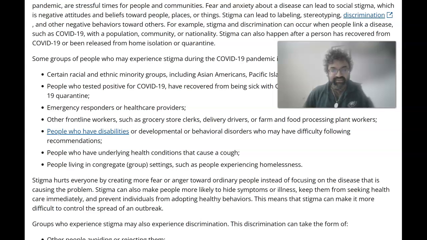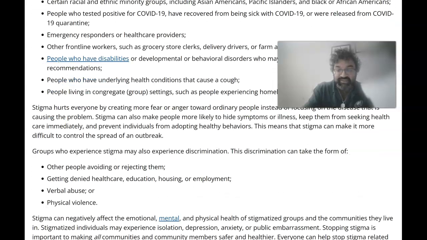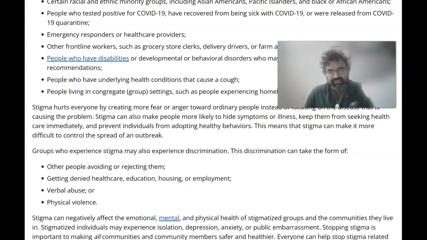Even underlying health conditions such as cough might have been viewed as having a stigma. And then people living in close quarters, such as people experiencing homelessness, that might cause a lot of different diseases as well, tuberculosis and COVID-19. But it's important to understand that stigma hurts everyone. There's fear or anger toward ordinary people instead of focusing on the disease that is causing the problem. So if you just stigmatize everyone in a certain ethnic group, then that makes everything worse for all the people. Because if they're stigmatized, they're going to hide the symptoms. They're not going to reveal everything about the disease.